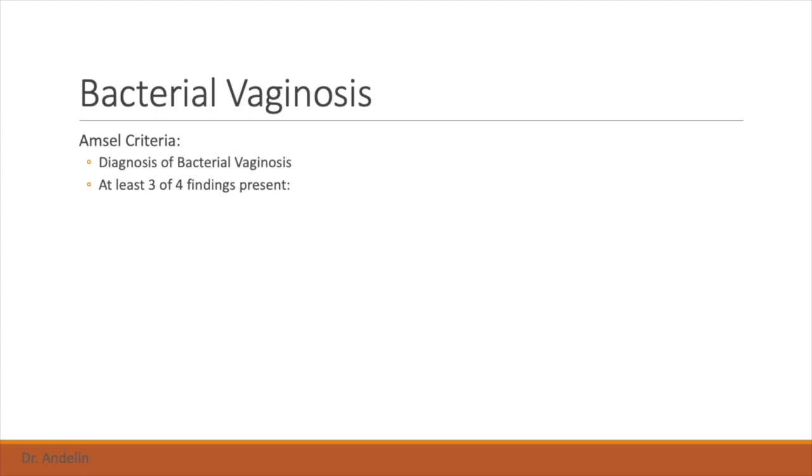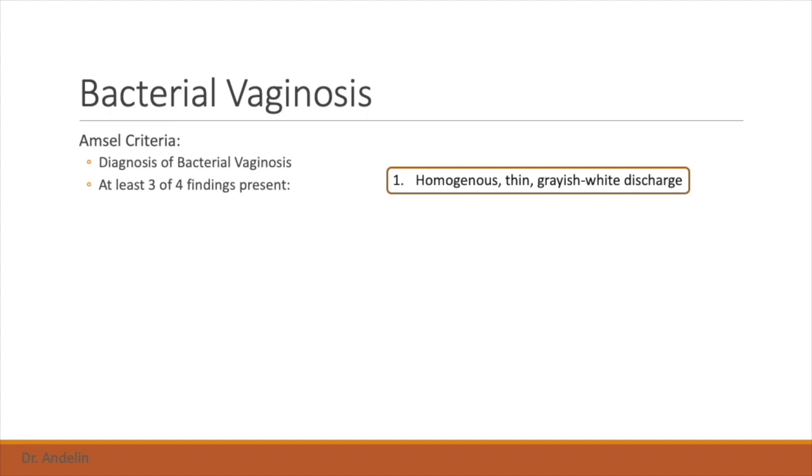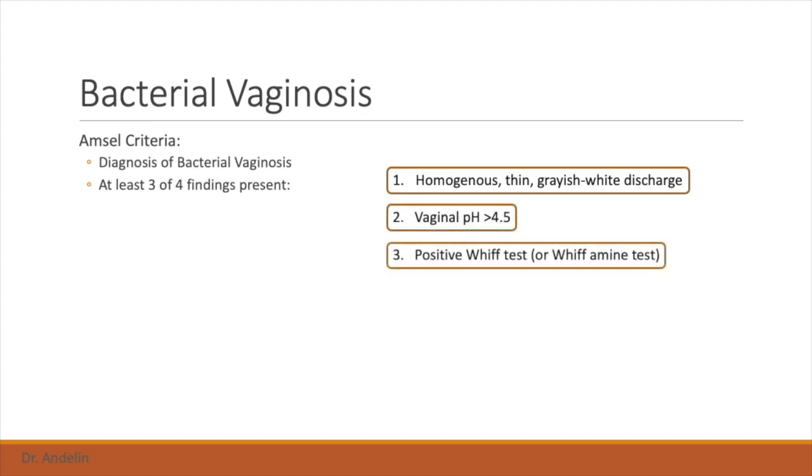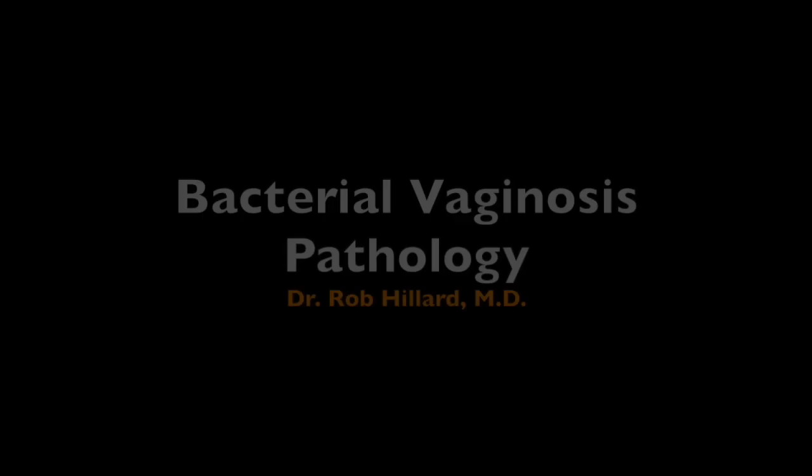The diagnosis of bacterial vaginosis is often made using what is known as Amsel criteria, in which at least 3 of the 4 following findings must be present. A homogeneous, thin, grayish-white discharge is present. Sometimes you will hear of the discharge as being referred to as off-white. Vaginal pH greater than 4.5. A positive whiff test, sometimes also referred to as a whiff amine test, and clue cells present on saline wet mount.